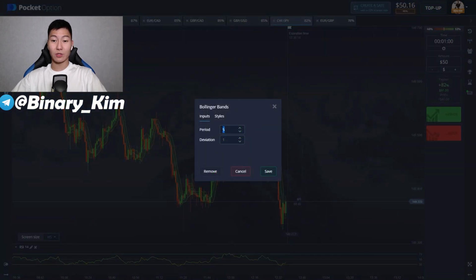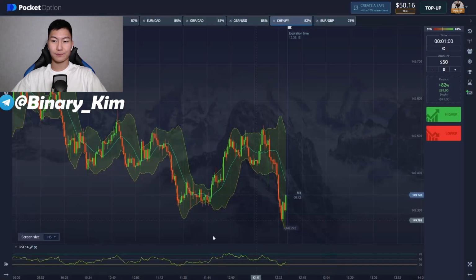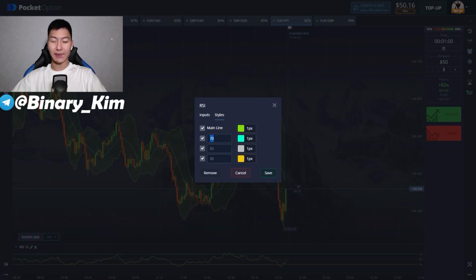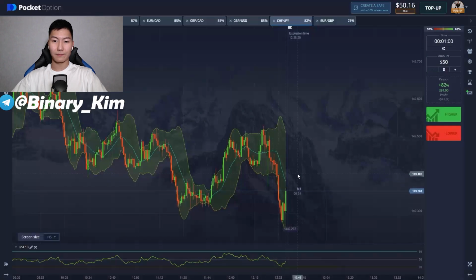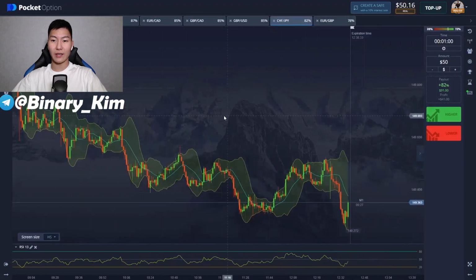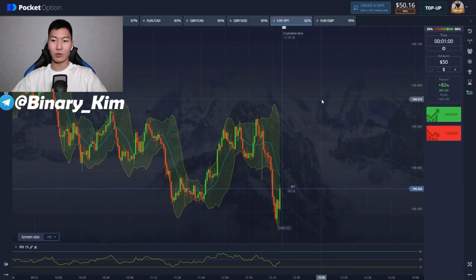Set the period to 13 on the Bollinger Bands. Let's move to the RSI, set the period to 13 as well. The overbought zone to 80 and the oversold zone to 20. Okay. Basically, this setup is going to work for us today. The main indicator is the Bollinger Bands and the RSI is a supporting one that helps to specify trading signals.